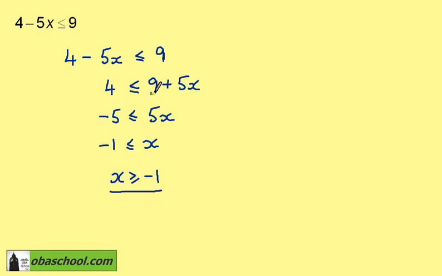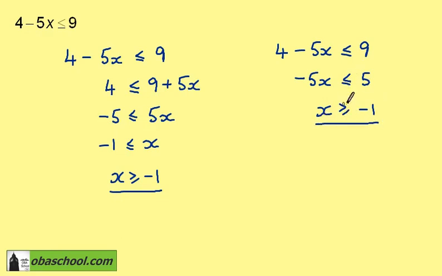An alternative approach to this would be to start with 4 minus 5x is less than or equal to 9 and subtract 4 from both sides, giving minus 5x is less than or equal to 5. Dividing both sides by minus 5 then gives x on the left, minus 1 on the right, and the inequality sign reverses. This is something that we need to remember.